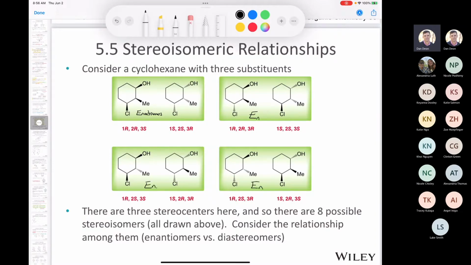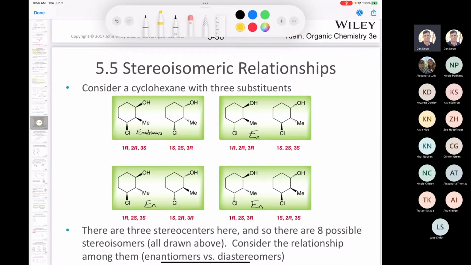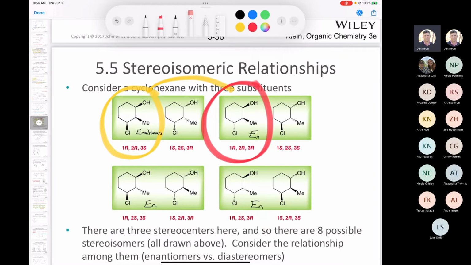But now I want to look at a different relationship. Let's pick the first molecule in the top left-hand corner, this compound, and what if we were to compare it to this compound? What would the relationship be between the compound in the yellow circle and the compound in the red circle? Are they enantiomers?